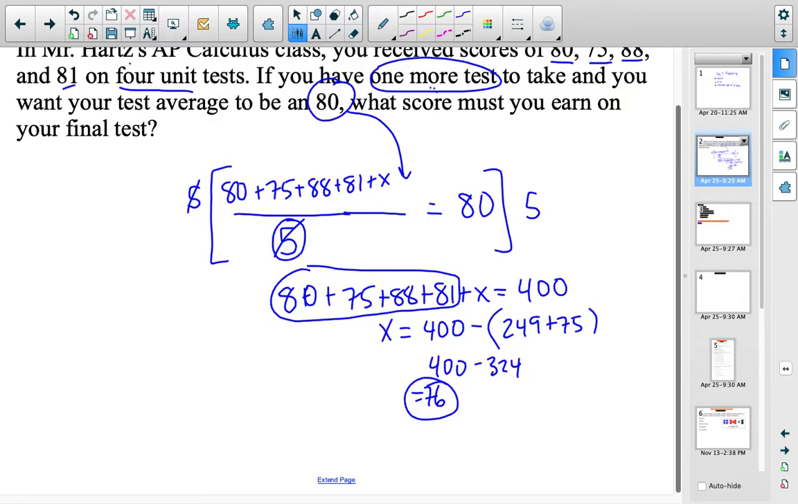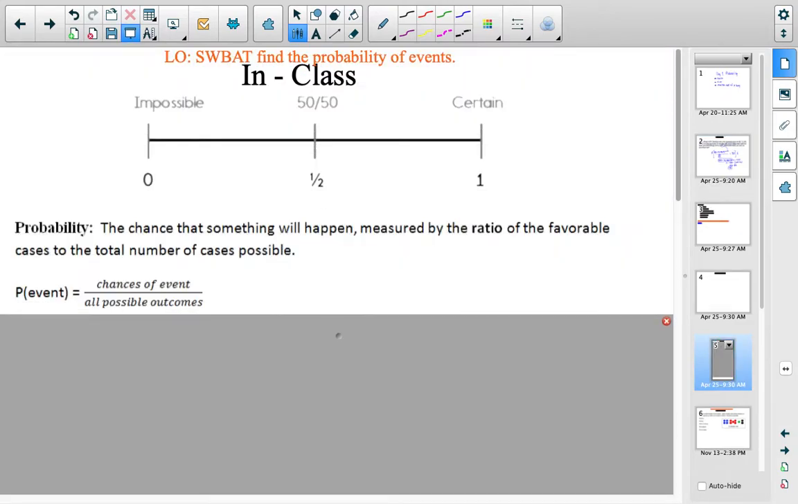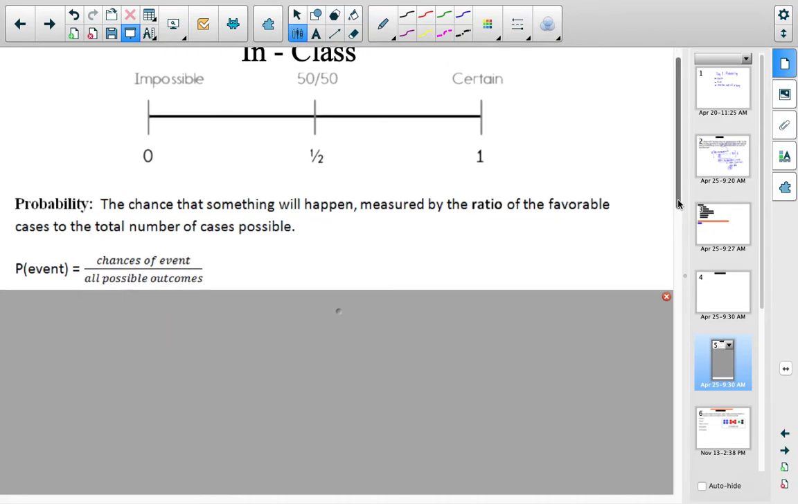Okay, just a quick review. I only have 2 slides for probability, but the definition is a little bit tricky to think about. But we have here our definition for probability. It says the chance that something will happen measured by the ratio of the favorable cases to the total number of cases possible. And so this is my formula. And as you can see, it's a ratio or a fraction. And if you think about what a fraction is, the denominator is all the possible outcomes when we talk about probability.